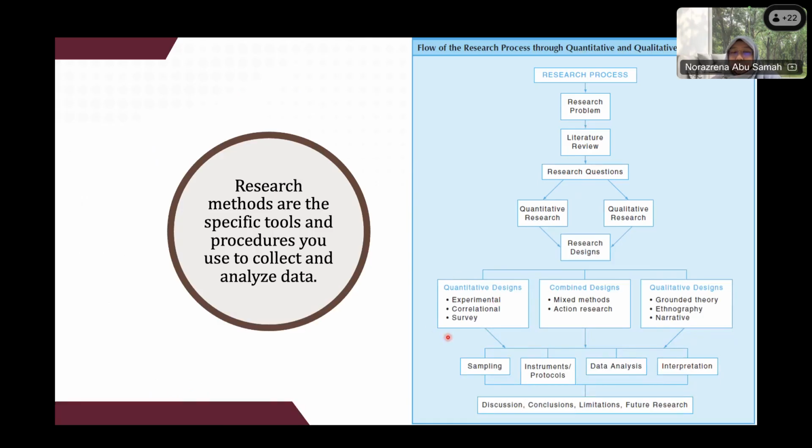So there are categories related to quantitative design, for example, experimental, correlational, and survey. The rest are about the combined and the qualitative. This is also called combined, depending on the book, and this is by Creswell. So this book uses combined design, and certain others use mixed method design. So there are a few names for that. Then in your thesis, you will have the sampling, instruments, data analysis, interpretation, and lastly, of course, the discussion and so on.